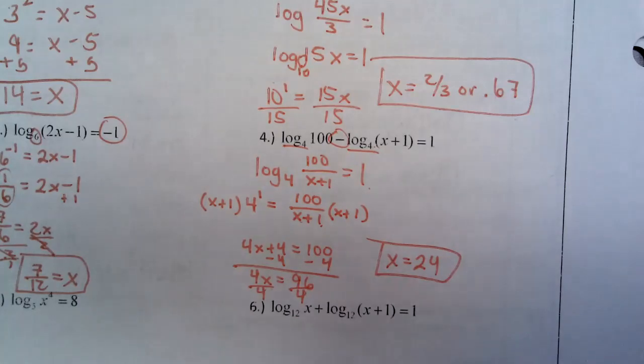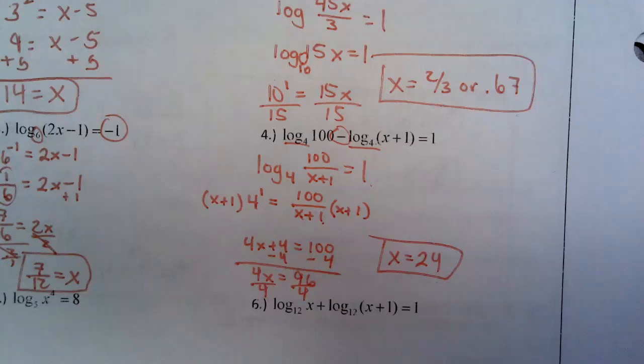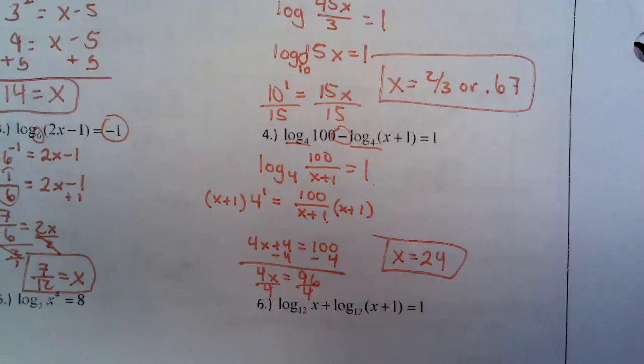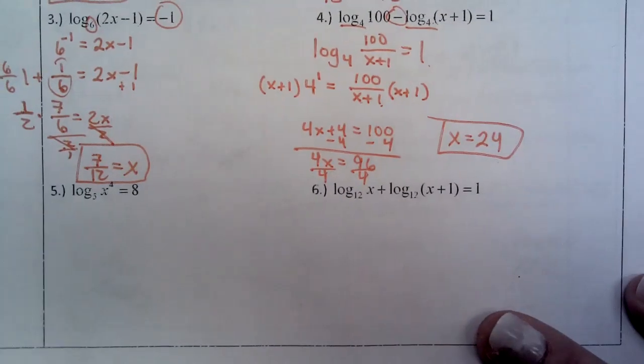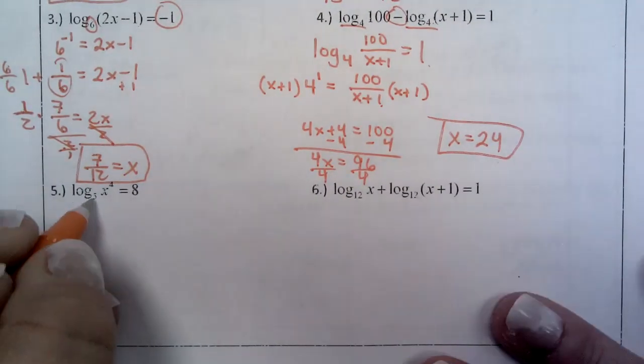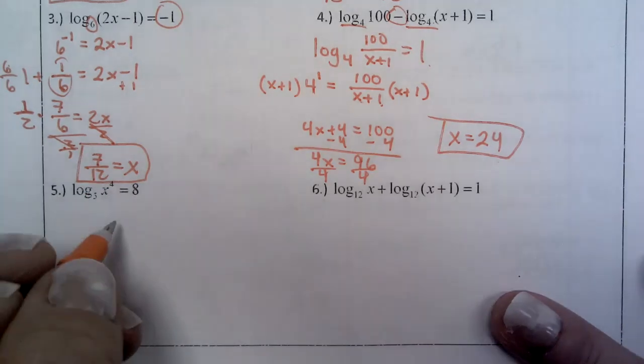Okay, so once you get it into a form that you're used to using, then you can just solve it like normal. But we have to get rid of these logs first. That's our first thing that we have to do, always. So here I have log base 5 of x to the 4th equals 8. I'm going to change this.